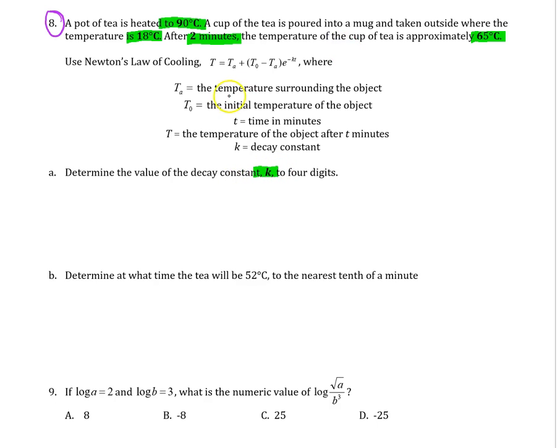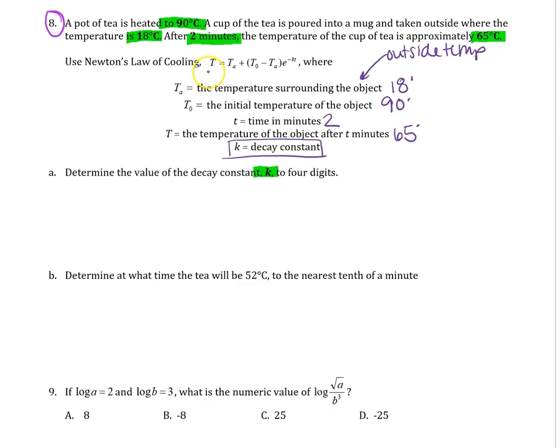So first of all, the temperature surrounding the object, that's just like outside. So that's the outside temp. So according to my problem, it's 18 degrees outside. The initial temperature of the object, they tell me, is 90 degrees. After these 2 minutes, the temperature of the object is 65 degrees Celsius. Okay, I want to find K. That's the only thing I don't have.